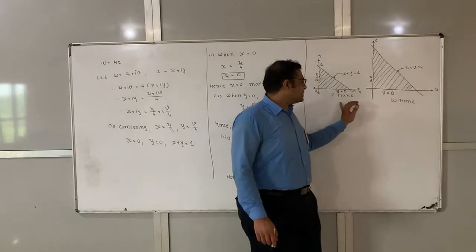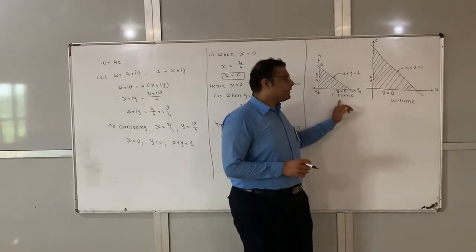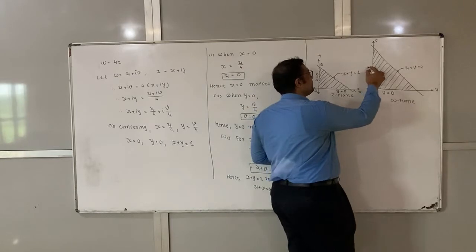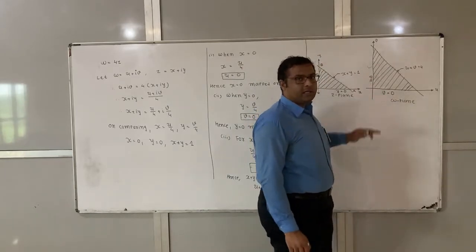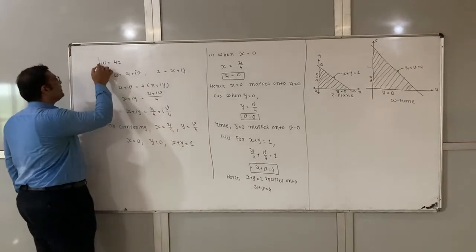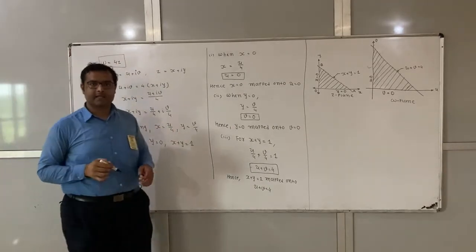So from the z plane and w plane, we can say that the given mapping enlarges or magnifies the region in the z plane. So this is the enlarged view of the given region in the w plane. So this is an example of magnification. So w is equal to 4z is a magnification.